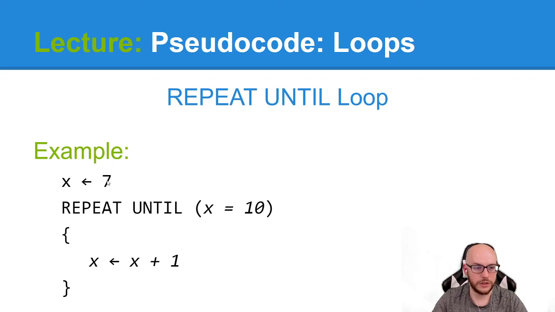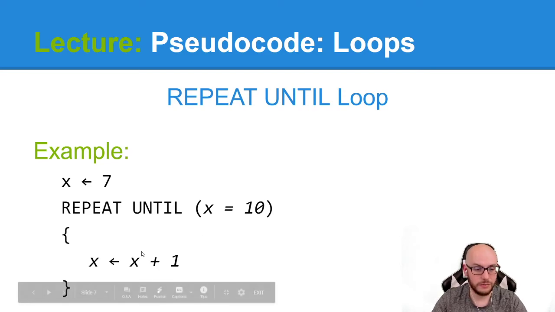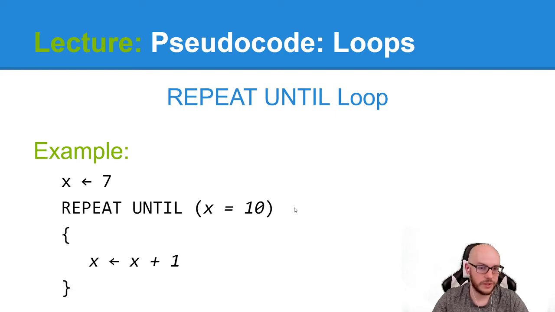Well, initially we're going to basically ask the question, is 7 equal to 10? I think I just said 1. Is 7 equal to 10? That is false. So we have an iteration, right, where we're going to increment X by 1. X is now 8. Is it 10 now? No, it's 9. Is it 10 now? No, it's 10. Is it 10 now? Yes. That's the point at which we would stop.